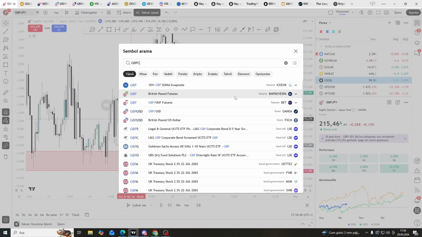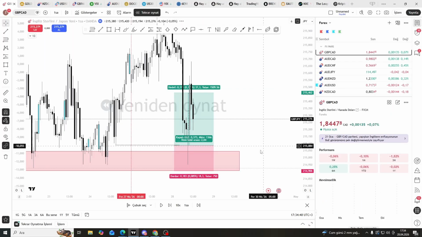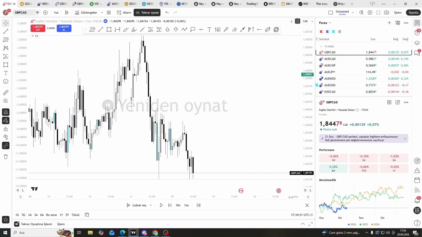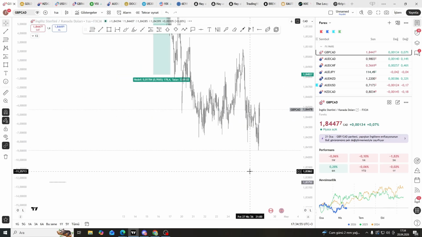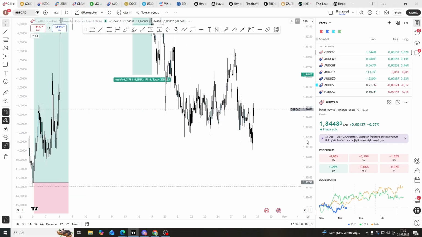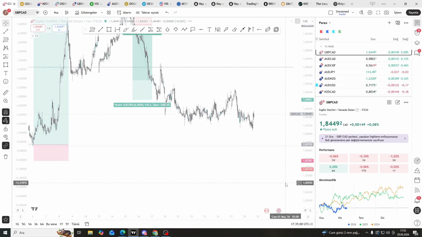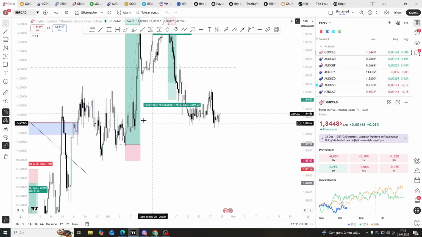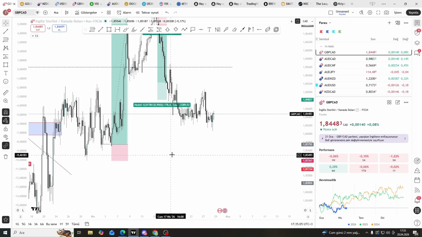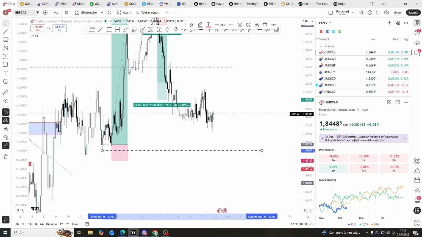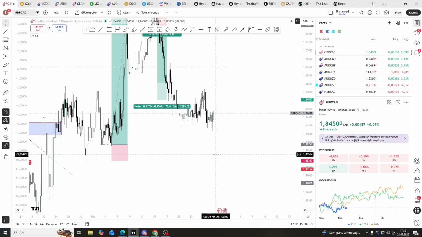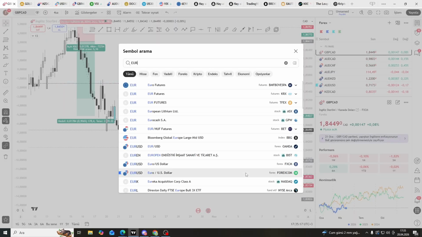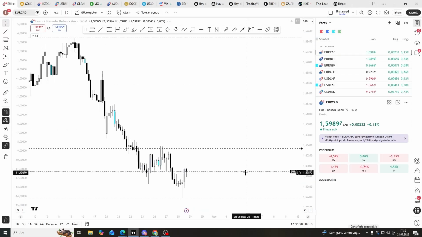So we can look at GBP CAD for this week. In GBP CAD there is no clear indication, because if we look at the left, we can clearly see it might go there. So I don't touch GBP CAD. But for example, I have a position right now on EUR CAD.